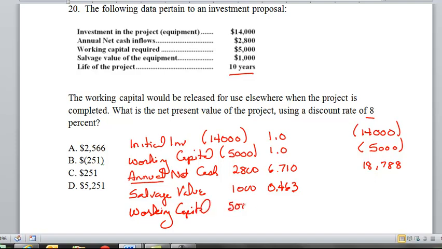The working capital is 5,000. It's also going to be at the end of the 10 years, so it'll be 0.463. So if we multiply these both out, that's 463 there and 2315 there. Add it up, you get a net present value of 2,566, or answer A.